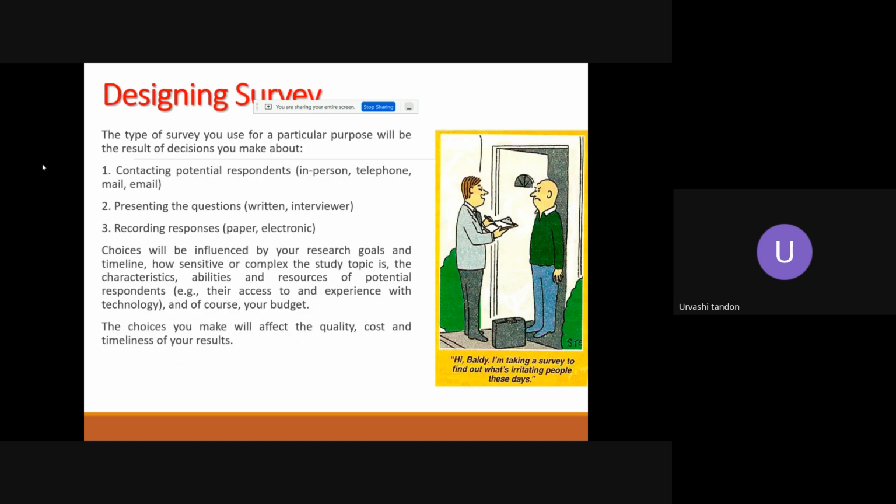So, the type of survey which you use for a particular purpose depends upon contacting the potential respondents, like how you contact the respondents, presenting the questions and recording their responses. Nowadays it is through email or Google form, so it's very easy because people just fill up the form, and you have the ready Excel sheet which helps you to analyze the responses also. So here the choices are influenced by your research goals and timeline, and whatever choices you make will affect the quality, cost and timeliness of your results.